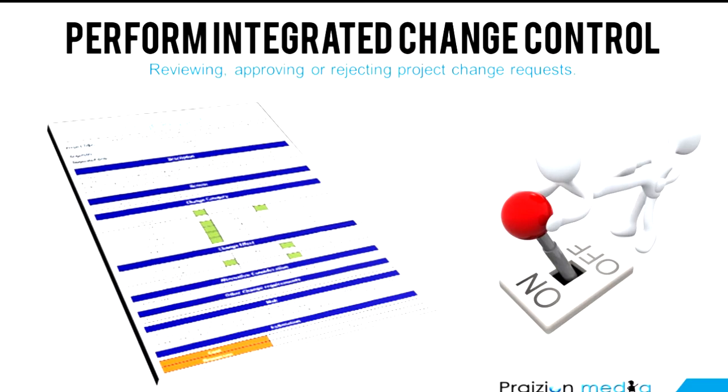Our next process is Perform Integrated Change Control. This is where a group of people, typically known as the Change Control Board, review change requests. So we've got change requests going in, we've got approved change requests coming out, and subliminally we've got a change log, which is part of project documents updates.